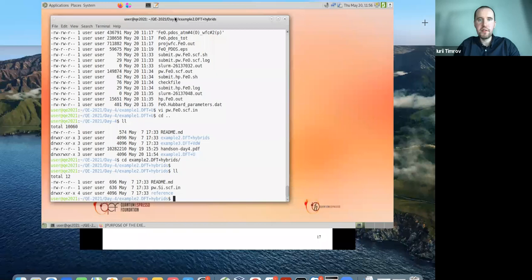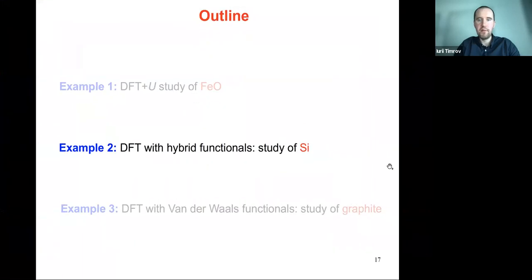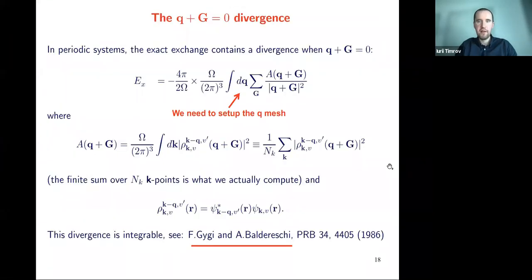So presentation, hybrid functionals. Okay, this is the slide to remind what you saw in the lecture. Because in hybrid functionals, there is this problem of divergence for the Q plus G when it's 0 in the summation. So there is a Q mesh in hybrid functionals. So what's the meaning of this Q mesh?